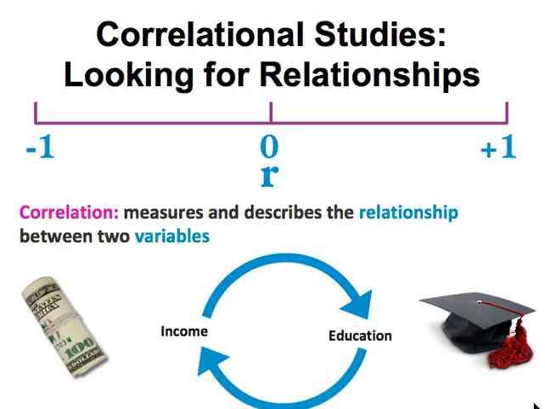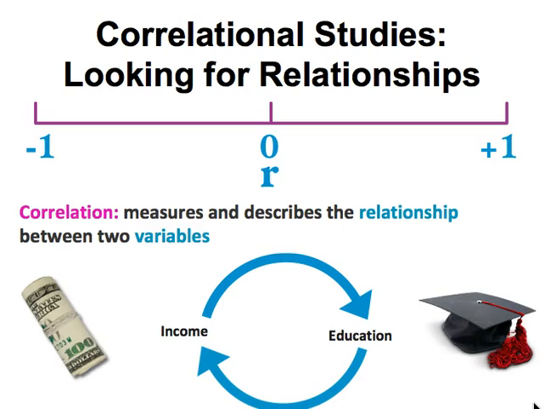Correlation measures and describes the relationship between two or more variables, but this relationship does not imply cause and effect. For example, a correlation can measure and describe the relationship between smoking and health or the relationship between income and educational levels. When two variables are related, it simply means that as one variable changes, so does the other.